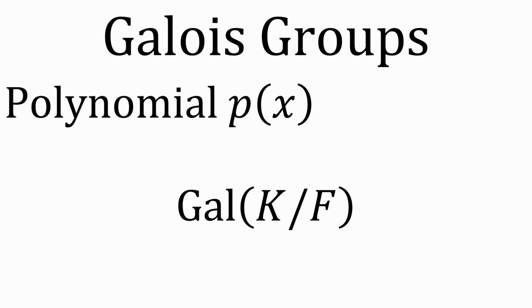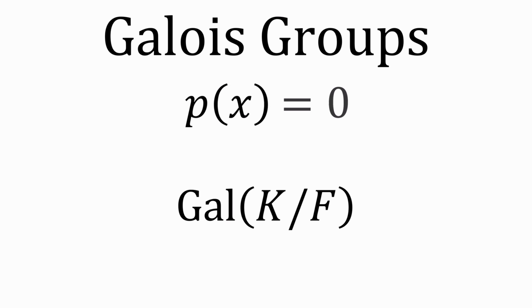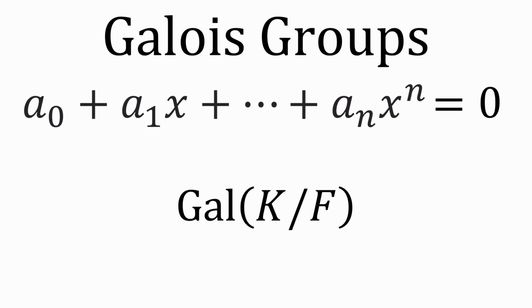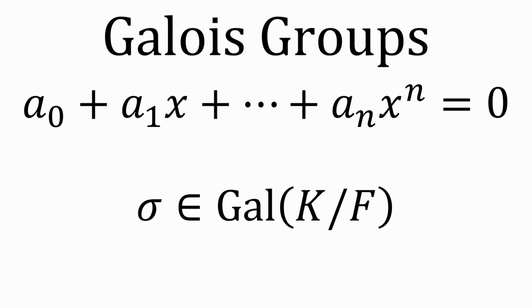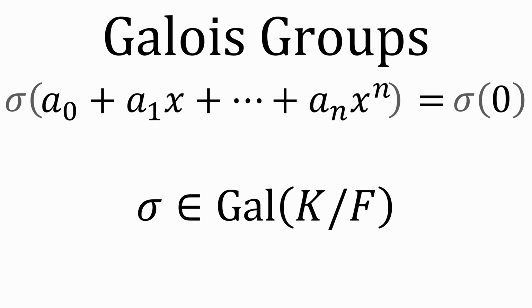Consider the polynomial equation P of X equals 0. Of course, P of X is a polynomial, so it will look something like this. By definition, this equation is true whenever X is a root of the polynomial. Remember, what the Galois group actually is is some group of rearrangements with certain nice properties. Let's call one of these rearrangements sigma. Now watch what happens when we apply sigma to both sides of the above equation.